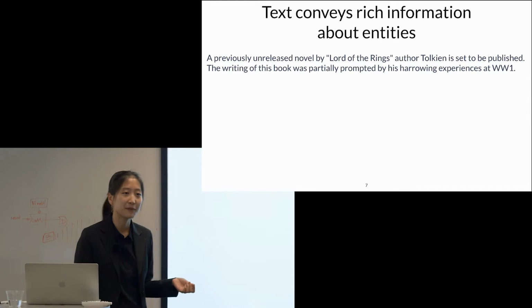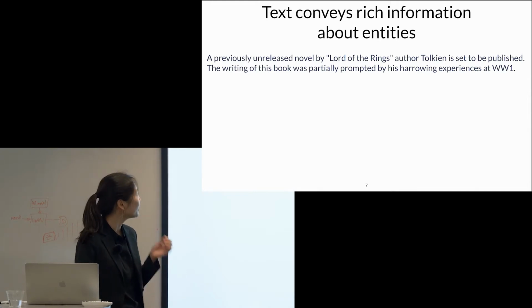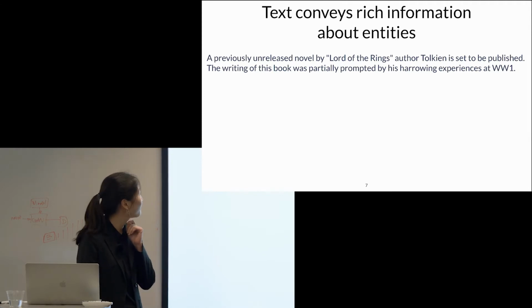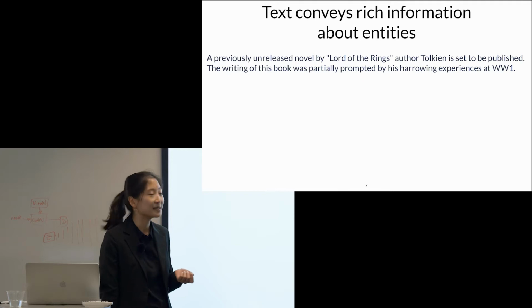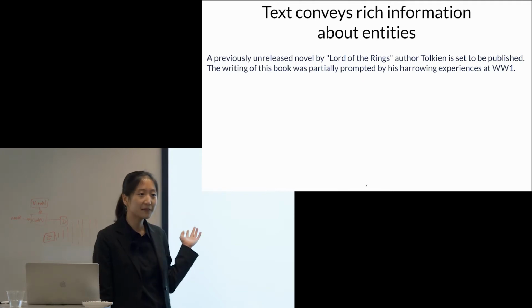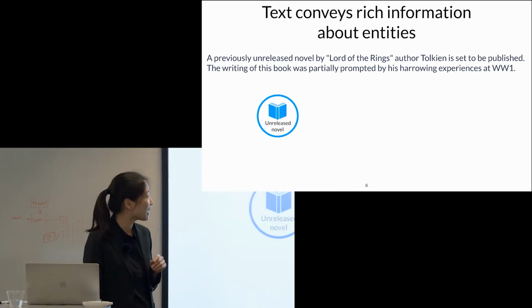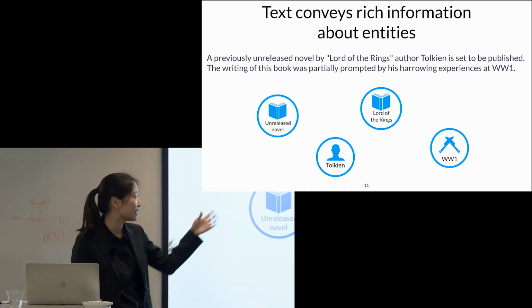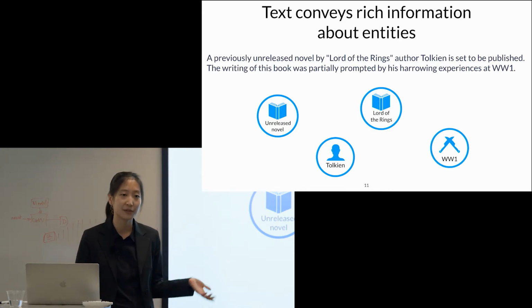Here are two example sentences. A previously unreleased novel by Lord of the Rings author Tolkien is set to be published. The writing of this book was partially prompted by his harrowing experiences in World War I. After reading these sentences, you learn about four main entities: the novel that's unreleased, Lord of the Rings, Tolkien, as well as World War I.